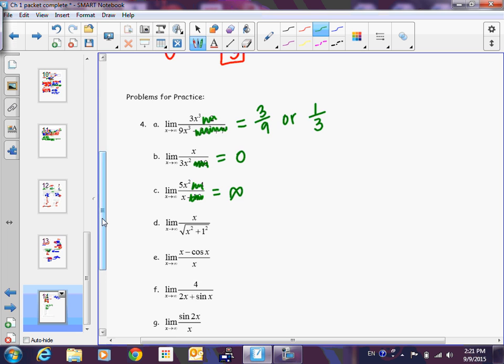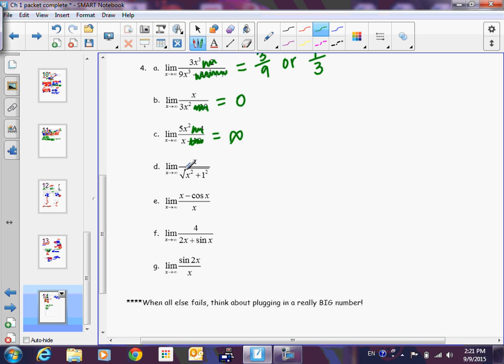Okay, then we get to D. This is where it gets fun. Square root of x squared. What's the degree? 1. Okay, it doesn't really simplify to x to the 1 power, but it helps you understand the degree. And since the degrees are the same, you play the coefficient game, which is 1/1, so your answer is 1.